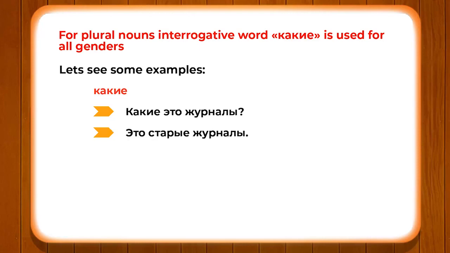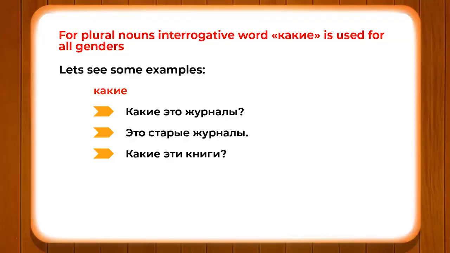Then the second one is это старые журналы. We are answering, but here you can see the adjective старый, which means old. Старые журналы when changed into plural. Then the next question we have какие эти книги. If you pay attention to the construction, we have changed it to книги. As singular, we know that книга is a word of feminine gender, but we have changed it into какие эти книги. So the answer can be это новые книги.